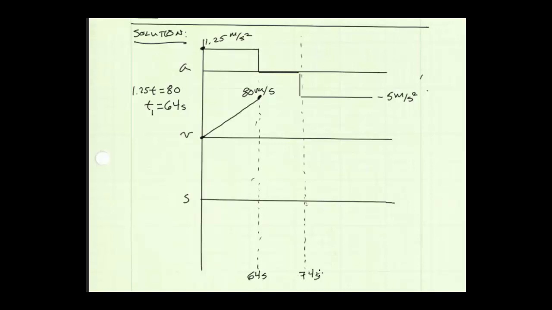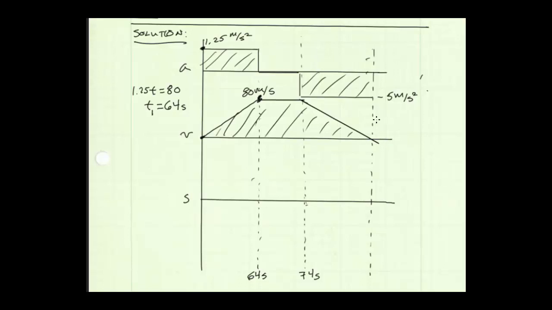If I add 10 seconds to that, this will be 74 seconds. Then we're going to continue this constant velocity at 80 meters per second for the 10 seconds. And then we're going to slow down, or our acceleration will be negative. Since we've got a negative 5 meters per second squared, my slope is negative on my velocity graph. It looks like that. So now I have my acceleration graph, and I also have my velocity graph. And this velocity, because we're coming to a stop, is 0.